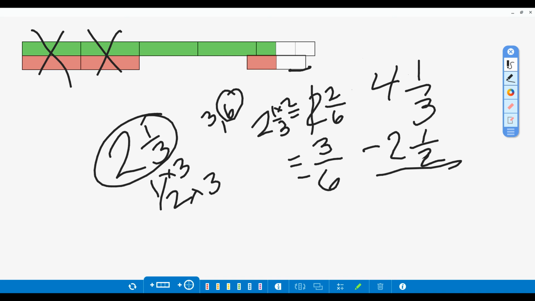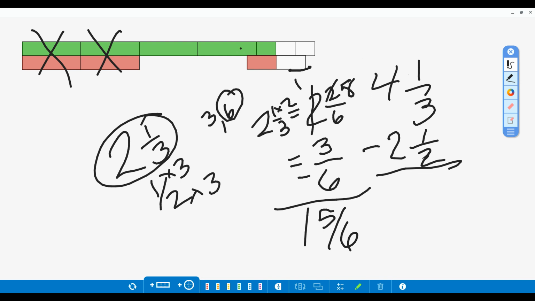Well, I'm going to need to borrow a whole here. So I'm going to regroup one of those wholes and say, well, I know instead of 2 2/6, now I'm going to have 8/6, because I have that 2/6 that I started with, and then I broke one of my wholes up. So now I have 8/6. So what that looks like is I'm now going to bring down that 1 and say 8/6 take away 3/6 gives me 5/6.